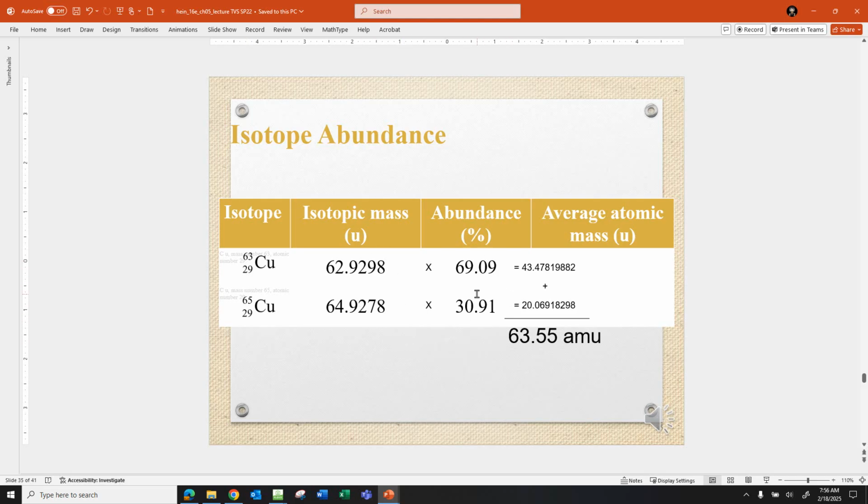Then we have the percent abundance. Now remember, this is a percent, so you have to put it in decimal form. You're not multiplying this number times 69%, because you wouldn't get 43; you would get a really high number, like 300 or 400. So you have to multiply it by 0.6909 and get this number. Then you add those two masses up, and you get an overall average atomic mass for the periodic table.